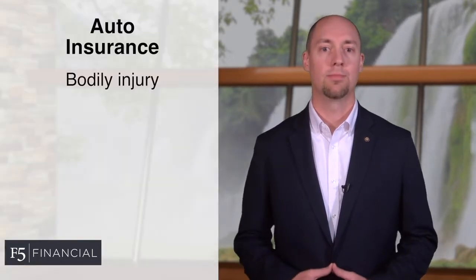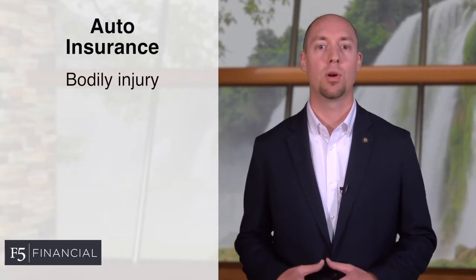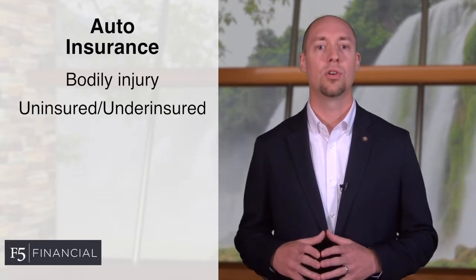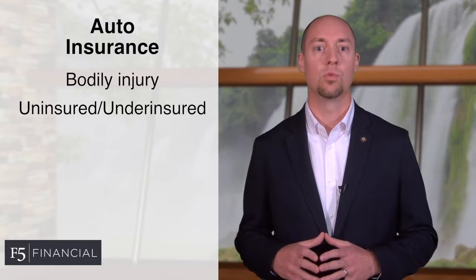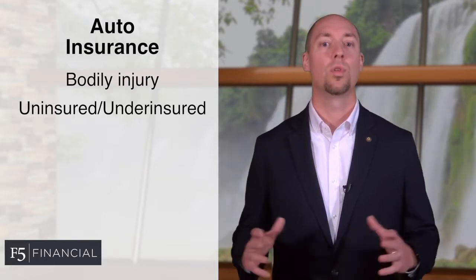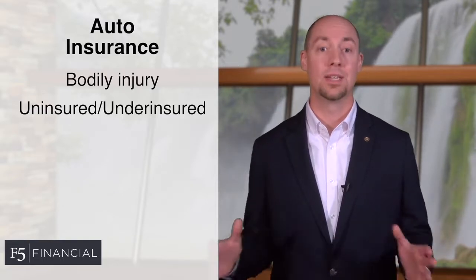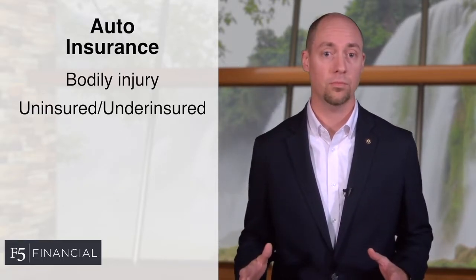Now for the key areas of auto insurance. The first coverage you will see is bodily injury. The coverage will be stated as per person and per accident. For example, the coverage may be $250,000 per person with a maximum of $500,000 per accident. The underinsured and uninsured coverage will be stated in the same manner with the purpose of covering you if the person at fault is not covered or does not have enough coverage.